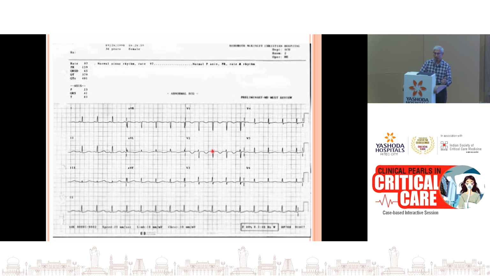As we showed earlier, this is another boy who had repeated neurology consults because of refractory seizures. His EEG was repeatedly normal, and yet he was continuing to have repeated episodes of seizures, and ultimately somebody had the sense to do an EKG, and the EKG shows a long QT interval.